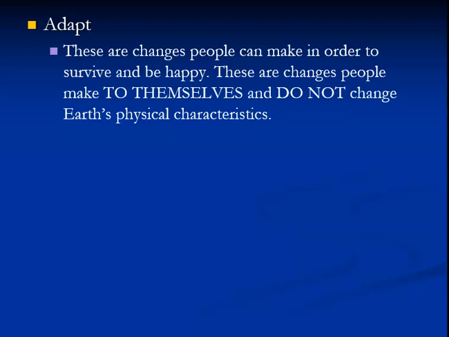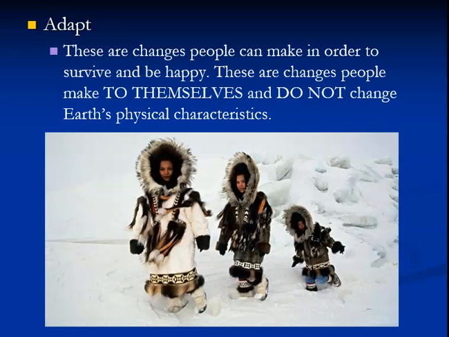Adapt. These are changes people can make in order to survive and be happy. These are changes people make to themselves and do not change Earth's physical characteristics. So some examples might be, here you can see, people that live in very cold areas of our Earth have adapted in order to survive and be happy. And one way they've adapted, very simply, is by the clothing that they wear. You can see, obviously, this is not something that you would see anybody wearing, probably, in July in Maryland. That's because we don't need to make this kind of adaptation where we live because of our climate. But they do. In order to survive and be happy in these very cold regions, they need to adapt. And one way they've done that is by changing their clothing.